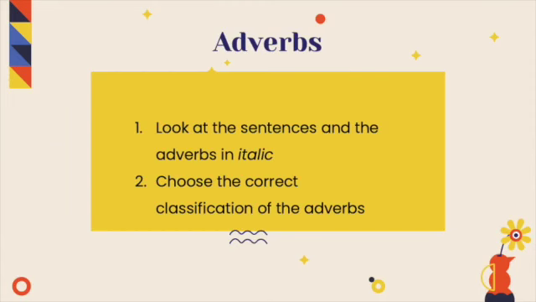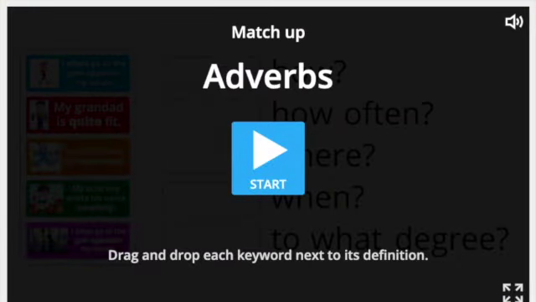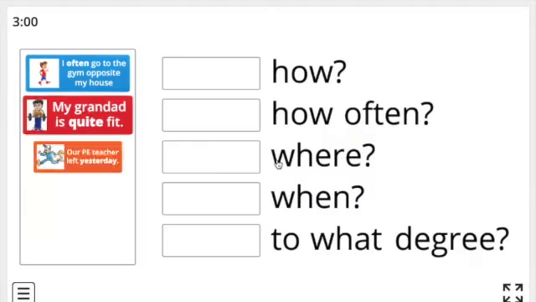Let us move on to the next activity, where we are going to use the word wall. You are going to look at the sentences and the adverbs in italic. So italic is the form of writing that is bent, a little bit bent. And once you have looked at the sentences, you just need to choose the correct classification of the adverbs. Let us discuss our answers for the adverbs activity. Here we need to match the adverbs to the sentences.